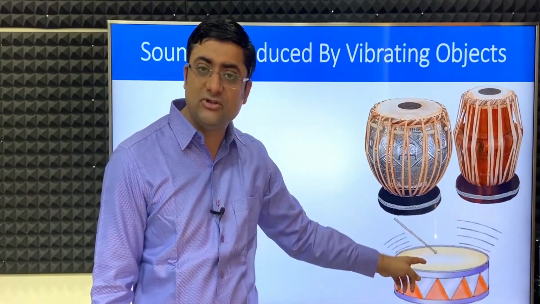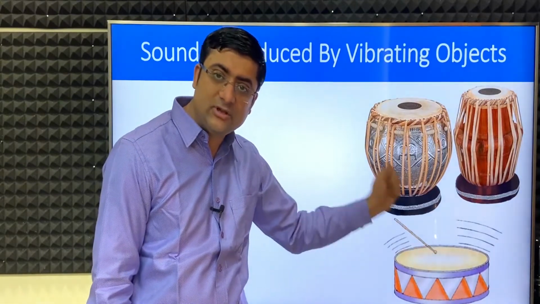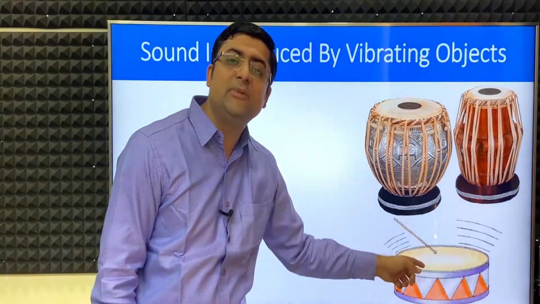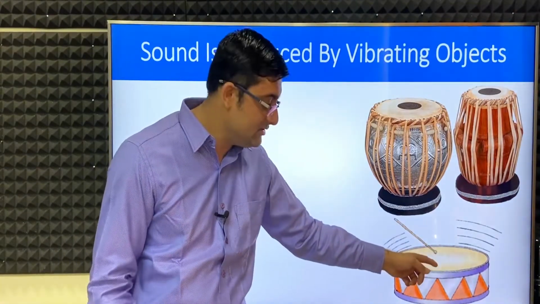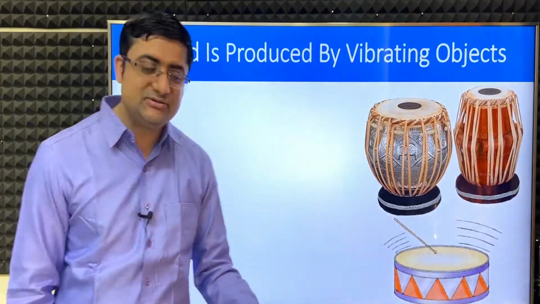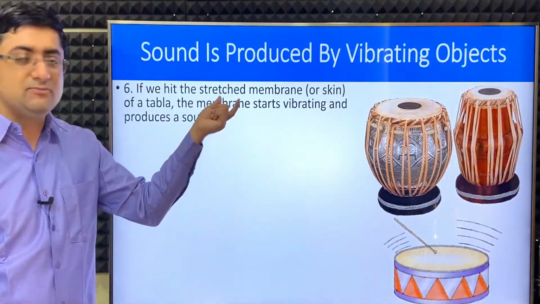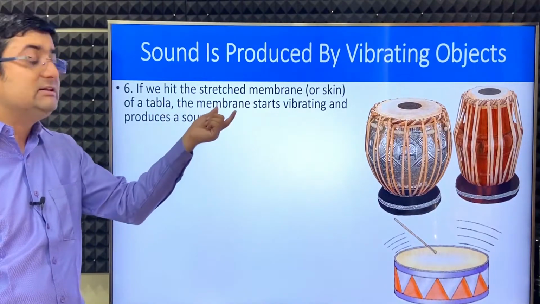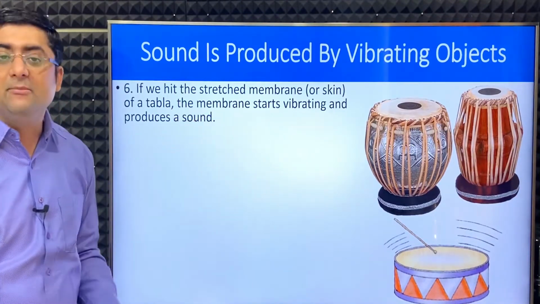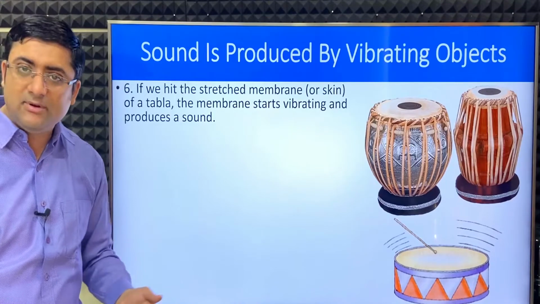Similarly, this over here is a picture of a drum. When you strike a drum with a drumstick, what happens? The stretched membrane over here again starts vibrating, because of which a sound is produced. So see, if we hit the stretched membrane or skin of a tabla, the membrane starts vibrating and produces sound. That's how we get the tabla sound.